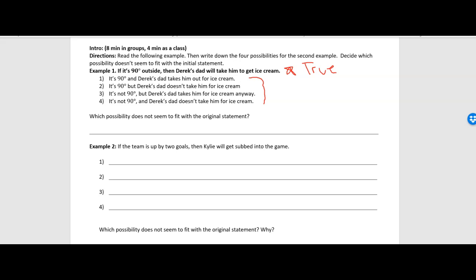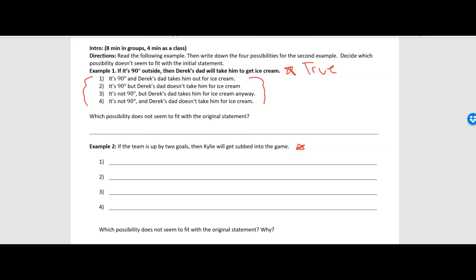Okay, write that statement down. If you want to also go ahead, you're going to do the same thing with example 2. So you're going to try to rewrite the initial statement right here. You're going to rewrite that in the same 4 ways that I wrote these statements up here. Okay, and then you're going to see which one of those doesn't fit with the original one, and answer why. And then you'll come back here and we will quickly discuss.